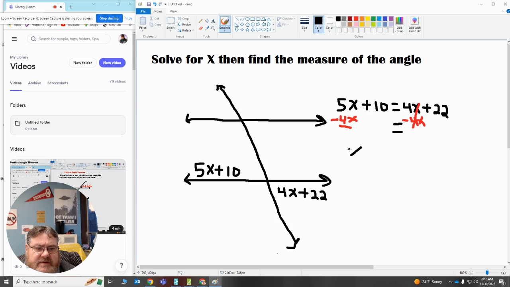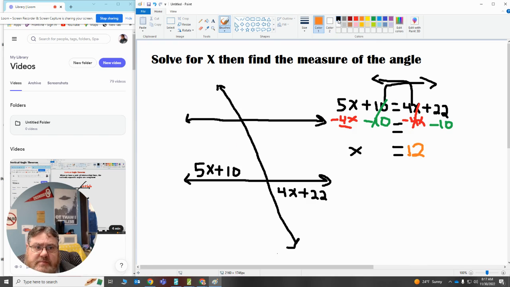X is by itself. Now, the next thing I want to do, I want to move the numbers the opposite direction. Because I chose to move the letters, or the variables, to the left, I move the numbers to the right. The opposite of a positive 10 is negative 10. And again, what I do on one side of the equal sign, I do the same thing on the other. Because I subtracted 10 on the left side, I must subtract 10 on the right side. 22 minus 10 is 12. Therefore, x is 12.